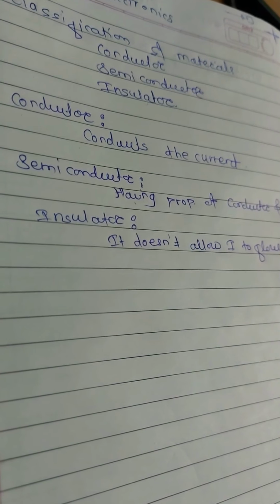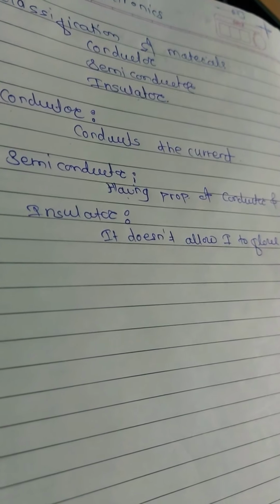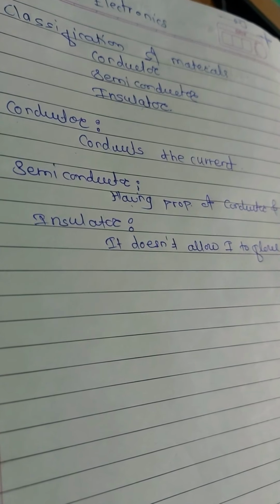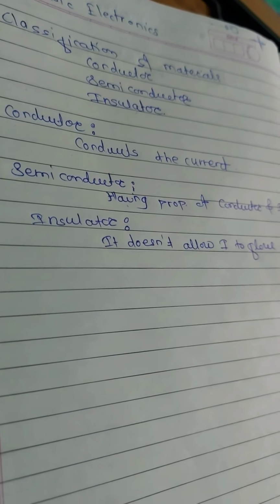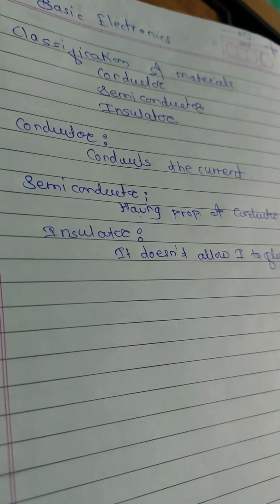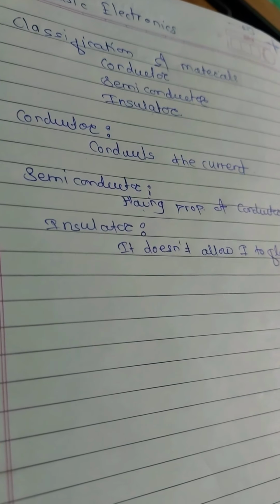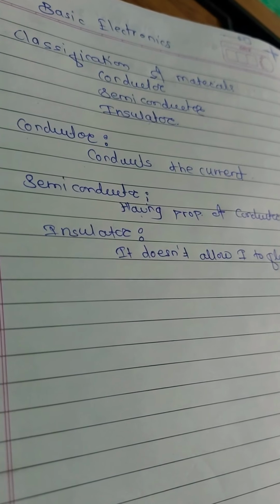Hello friends, welcome to the Know About Electronics channel, where today we are going to have part 2 of the basic electronics. In the first part we have seen the classification of materials, which is classified into three types: conductor, semiconductor and insulator.